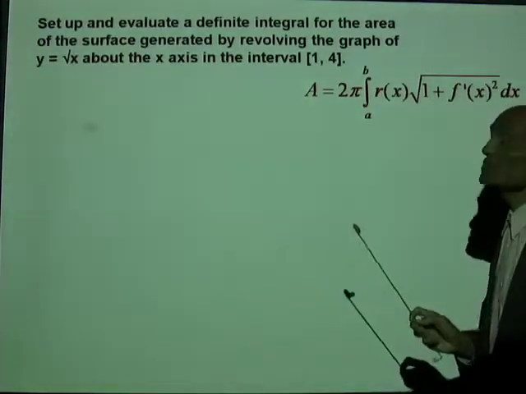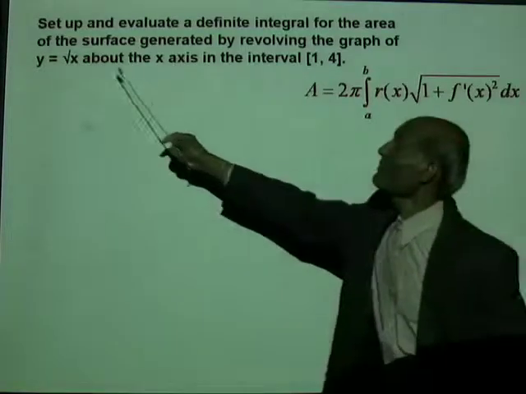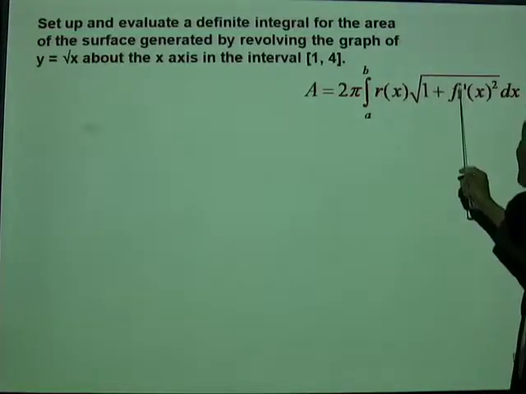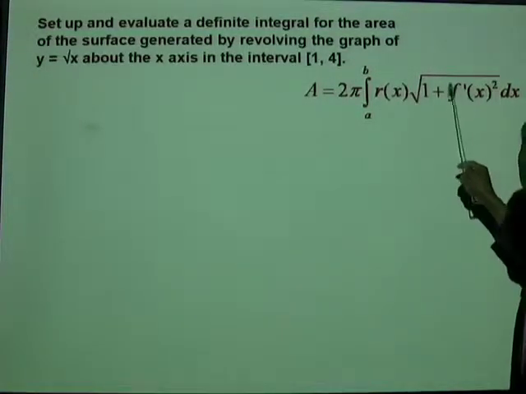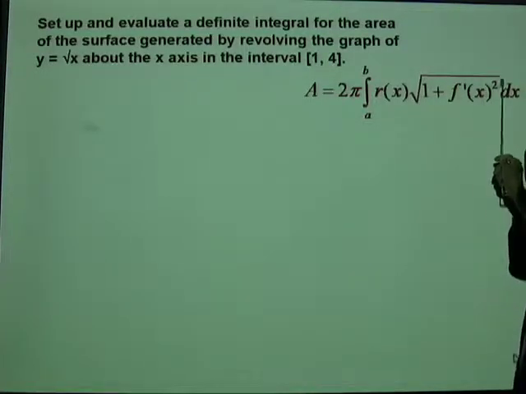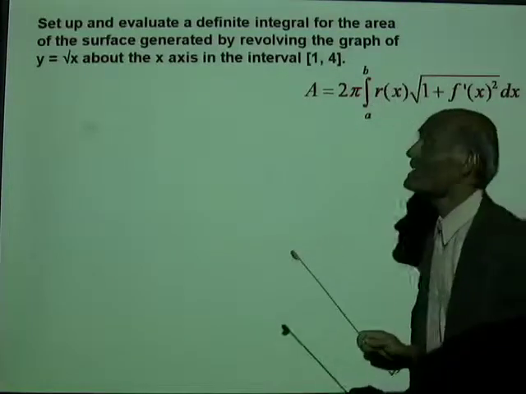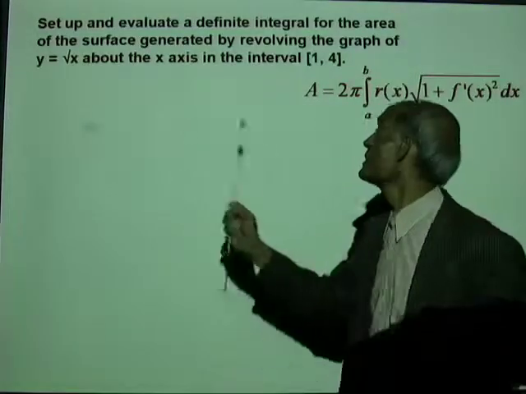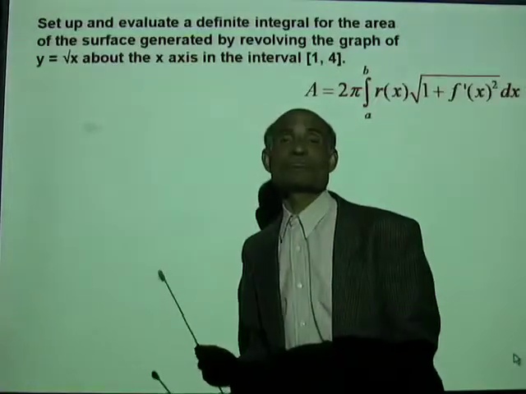Now, what information do you need? Starting from here, we have f of x. This y equal to square root x is f of x. We need to find f prime x, square it, then add 1 to it, and take the square root of it. That is that quantity. Then the radius of revolution. The radius of revolution in this case will be y equal to square root of x.